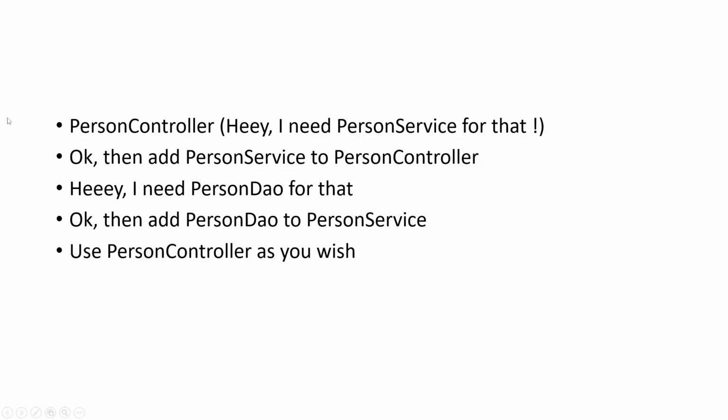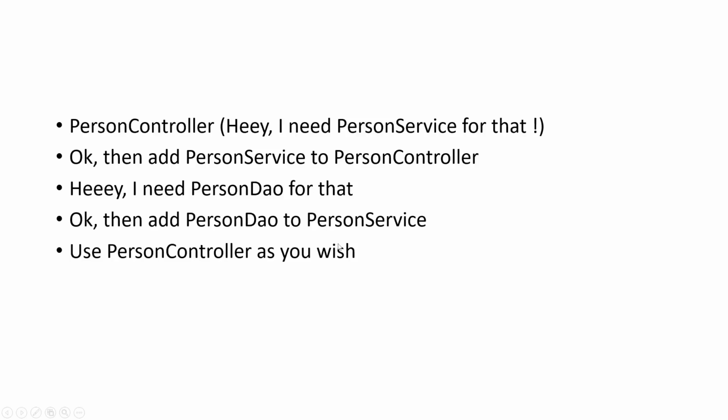So in our application we have a person controller, and we want to tell Spring, hey, create this for us. But Spring will say, hey, I need person service for that. Why do we need person service for that? Because the person controller's functionality depends on the person service object. And then we can just tell Spring, okay, then please add person service to person controller. But then Spring will say, hey, I need person DAO for that. And the same thing. Okay, just add it, and then you can use person controller as you wish.